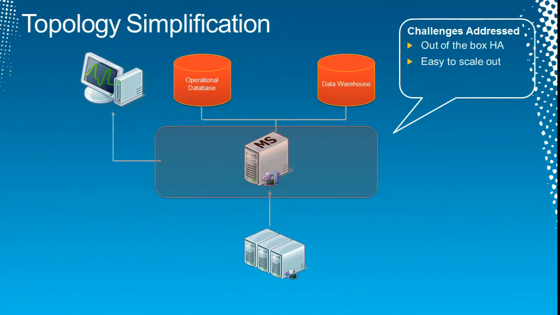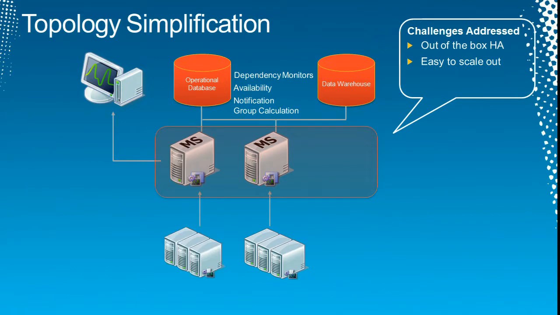Now, with this, we're actually simplifying the topology, and addressing that, we get an out-of-the-box high availability option. If we look at the current situation, you might have one management server, and that one management server would actually run all these core workflows, again, dependency monitors, availability, and notification, and so forth. Now, by adding a second management server, we automatically get this high availability. Operations Manager 2012 will see that there's a new management server belonging to the all management servers pool, and actually automatically start distributing these workflows on these two management servers. So in this case, it might move the dependency monitors workflow and availability workflow to this second management server.